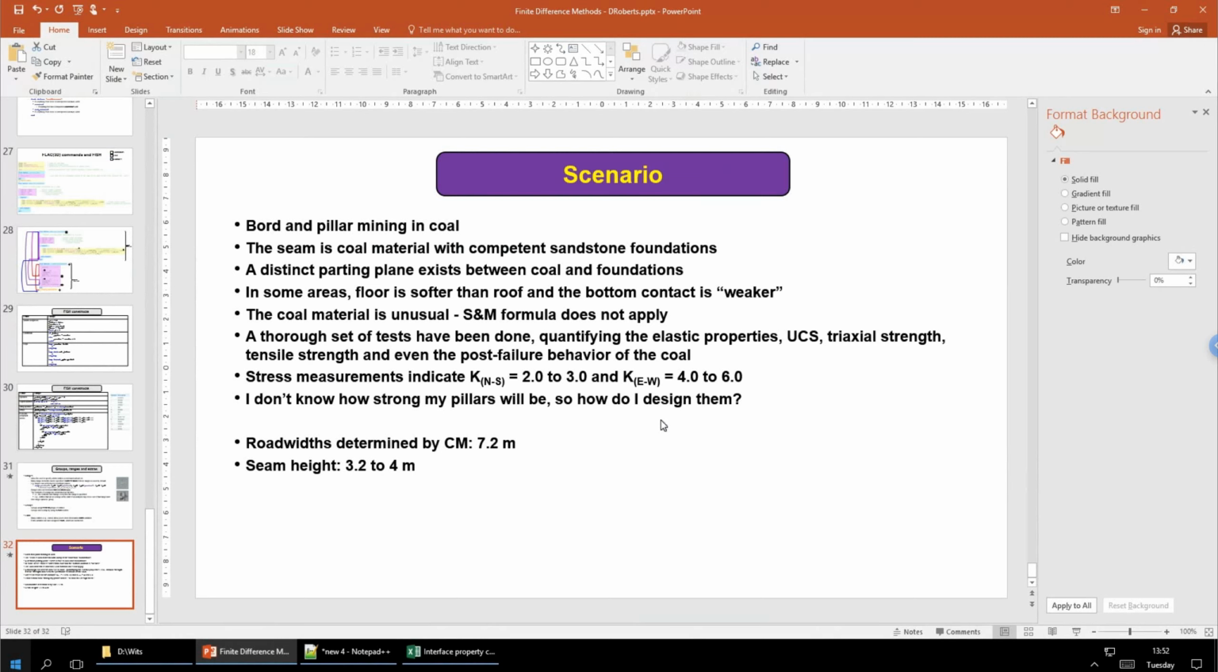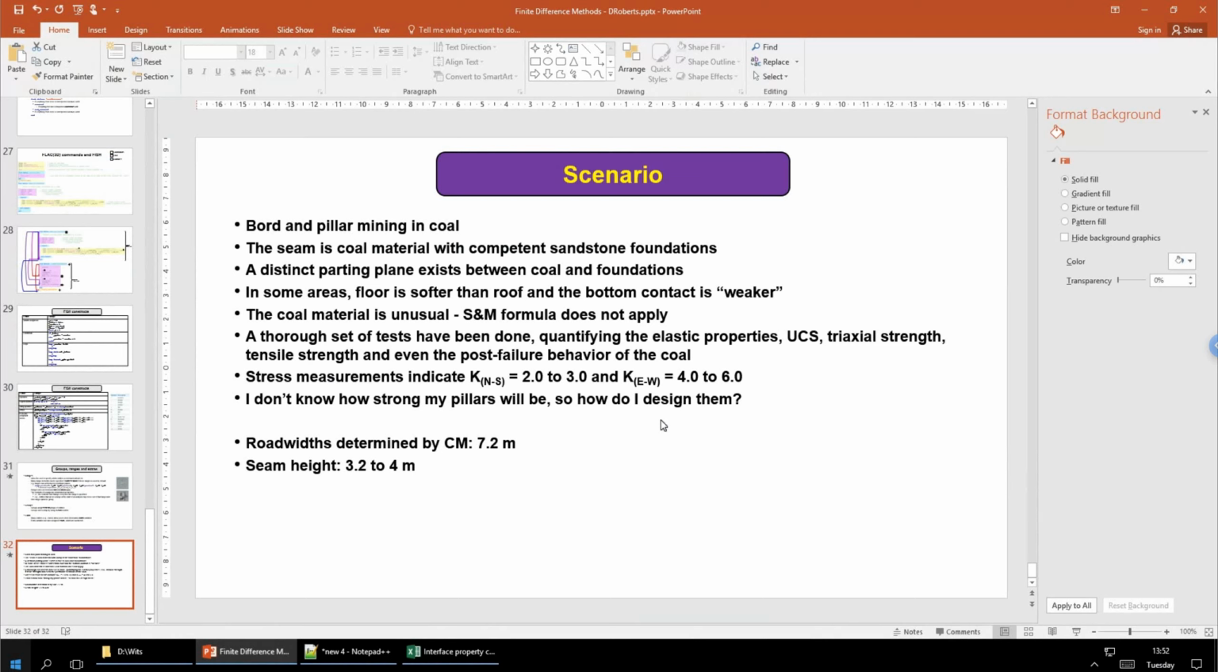the life of the mine, and so we can expect that we won't need to model the foundations with strain softening or Mohr-Coulomb properties. There's a distinct parting plane between the coal and the foundations. This is normal in real coal mines as well. And of course that implies that we'll have to use interfaces. In some areas the floor is softer than the roof and the bottom contact is weaker.